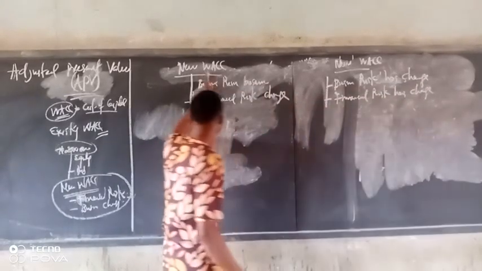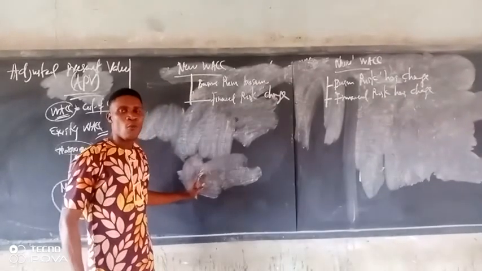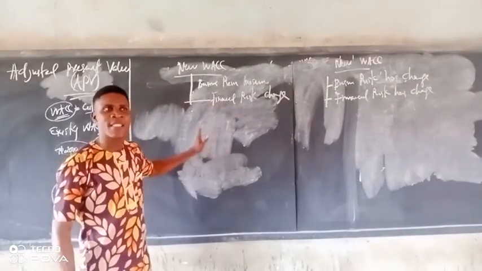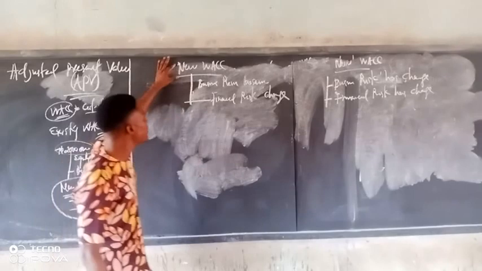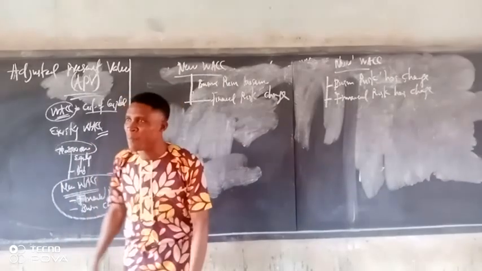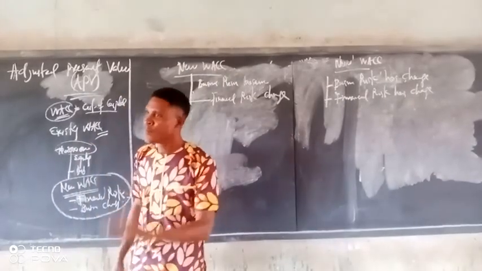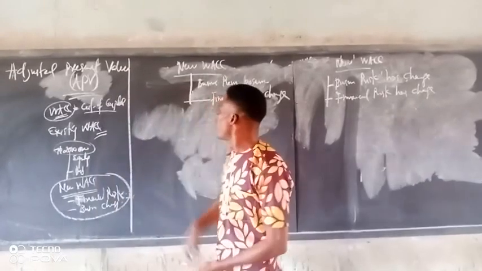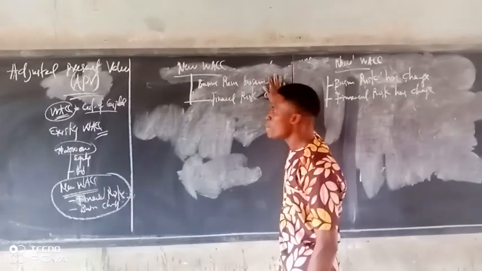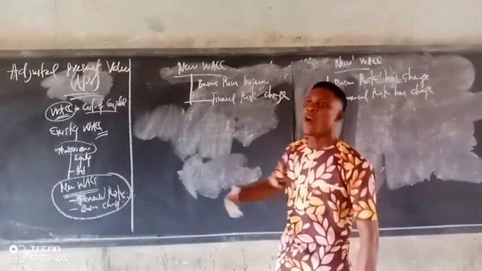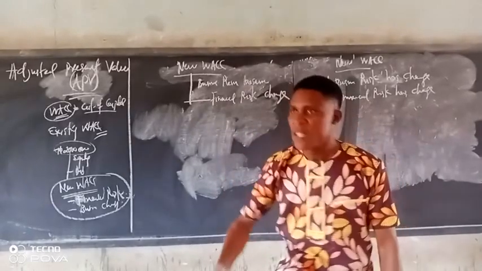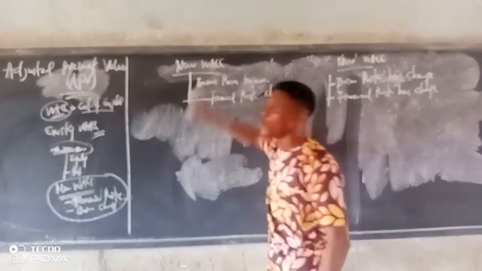Now, under these circumstances, what are the procedures and steps that you must follow in determining your new WACC? If your business risk remains the same, but your financial risk has changed, what are the procedures and steps that you must follow in achieving your new WACC?